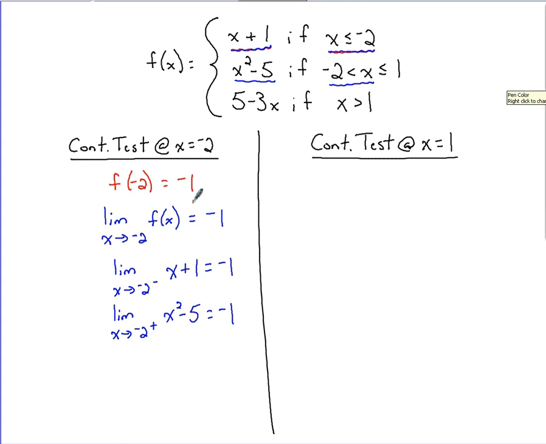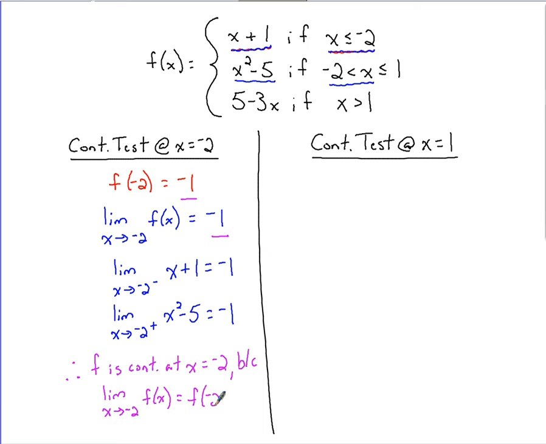Since this value here matches this value here, we conclude that this function is continuous at this value of x being -2 because the limit as x approaches -2 applied to this function is equal to the value we got back when we took -2 and we plugged into the function. So it's equal to f of -2.